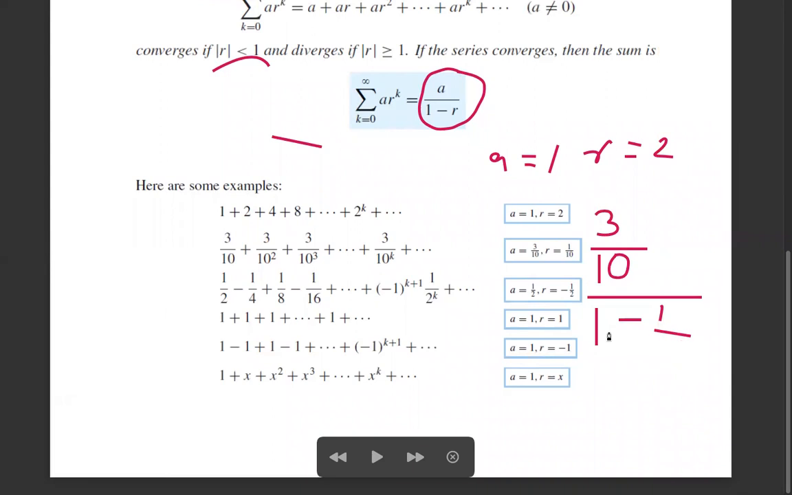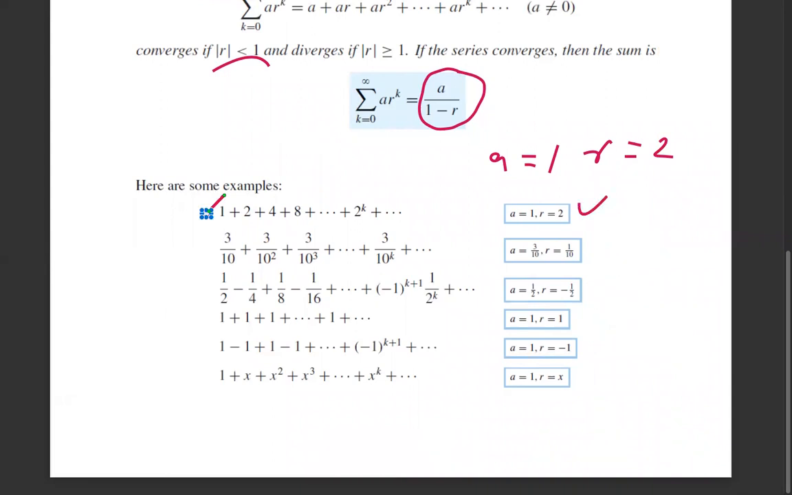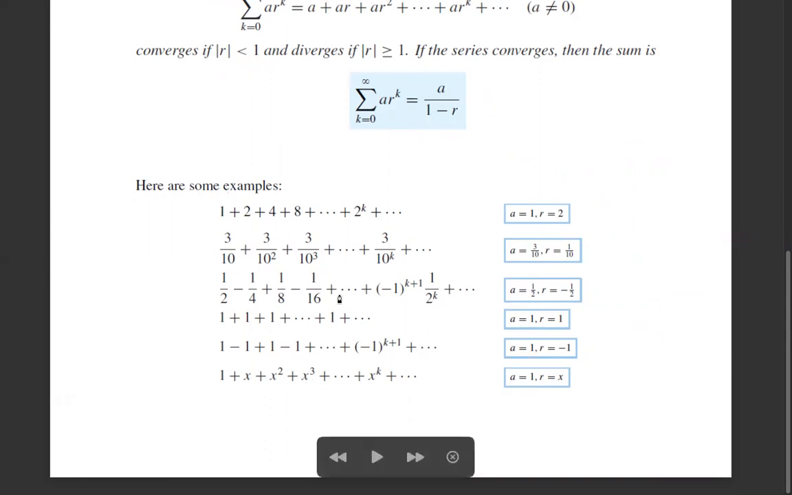Similarly, another example: 1 by 2 minus 1 by 4 plus 1 by 8 minus 1 by 16 plus etc., that is minus 1 raised to k times 1 by 2 raised to k plus 1. So a is equal to 1 by 2, and the common ratio is minus 1 by 4 divided by 1 by 2, which is minus 1 by 2. So the modulus of r is 1 by 2, which is less than 1.